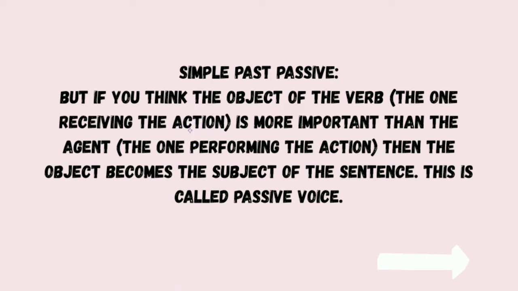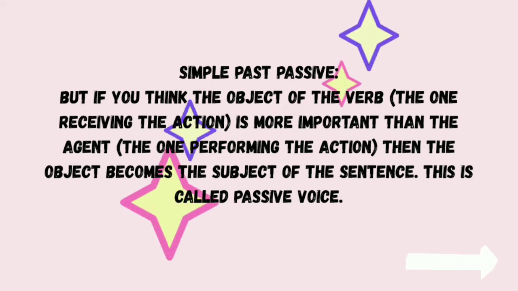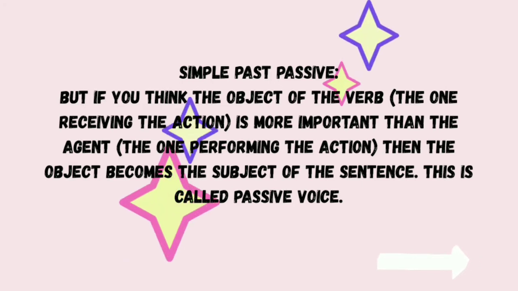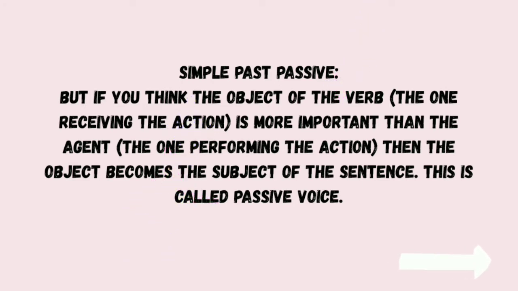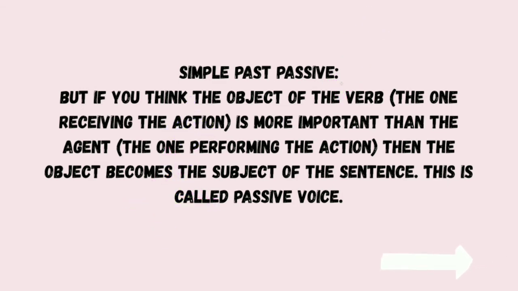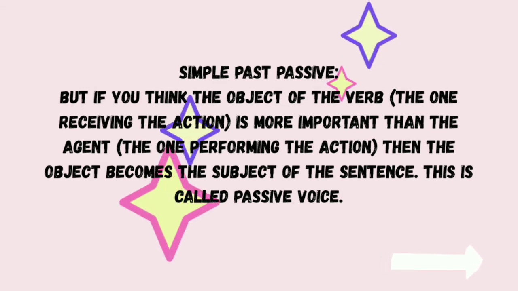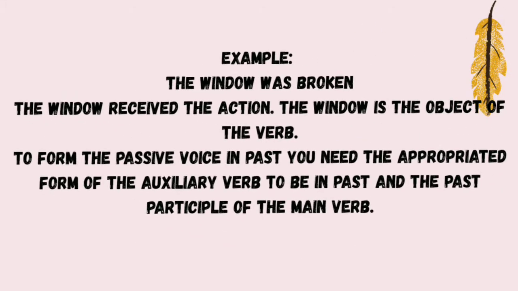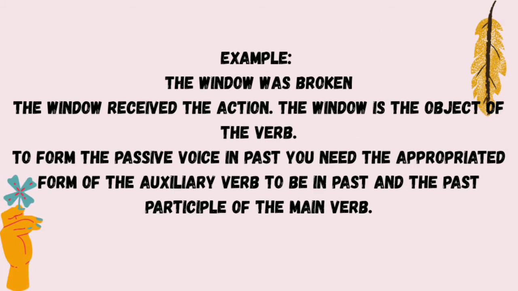But if you think the object of the verb, the one that receives the action, is more important than the agent, the one performing the action, then the object becomes the subject of the sentence. This is called passive voice. Example: the window was broken. The window received the action. The window is the object of the verb.